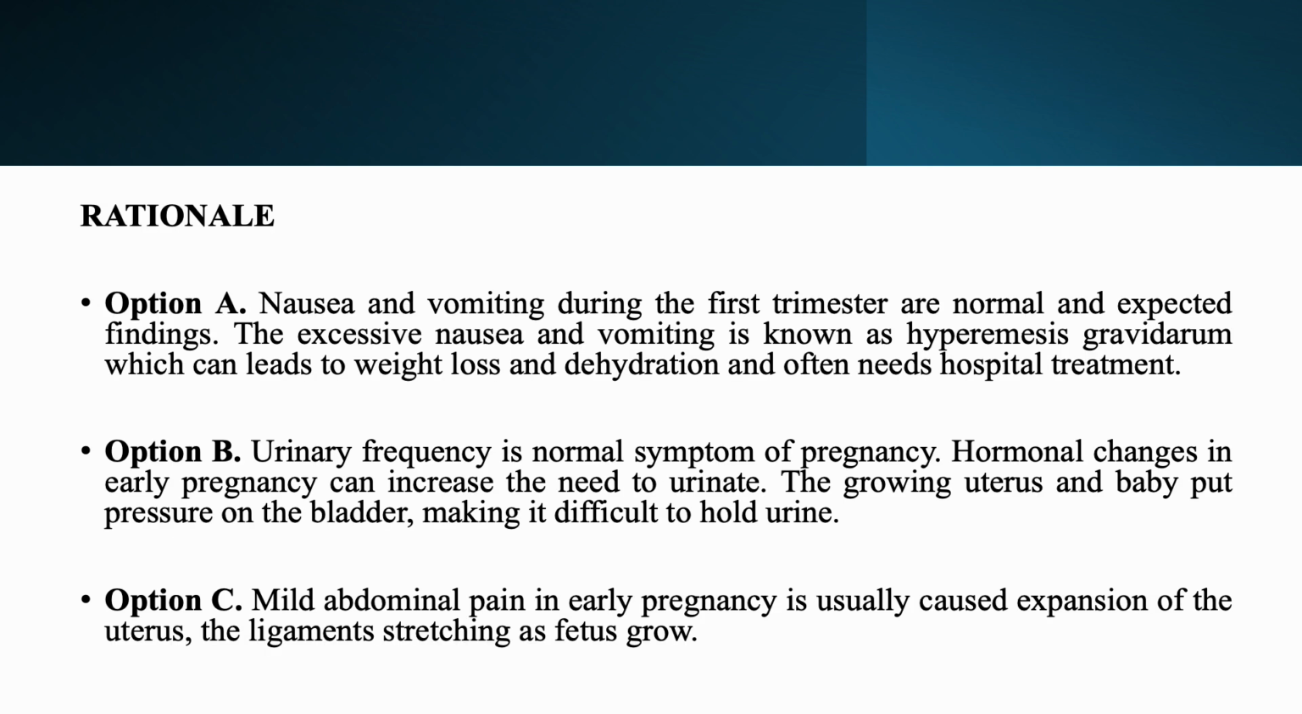Option A is incorrect. Nausea and vomiting during the first trimester are normal and expected findings. Excessive nausea and vomiting is known as hyperemesis gravidarum, which can lead to weight loss and dehydration and often needs hospital treatment. Option B is incorrect. Urinary frequency is a normal symptom of pregnancy. Hormonal changes in early pregnancy can increase the need to urinate. The growing uterus and baby put pressure on the bladder, making it difficult to hold urine. Option C is incorrect. Mild abdominal pain in early pregnancy is usually caused by expansion of the uterus and the ligaments stretching as the fetus grows.